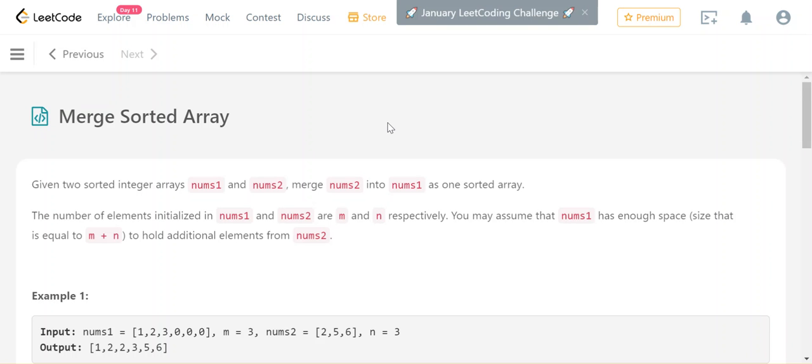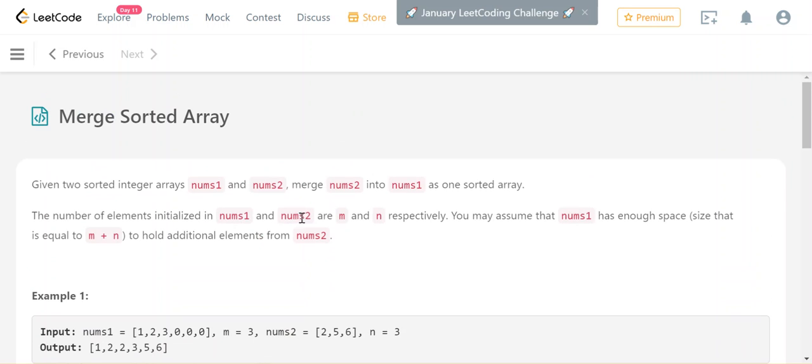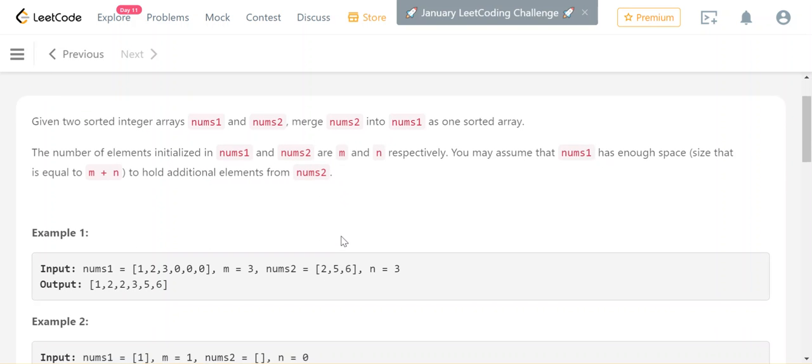Today we are looking at another LeetCode question which was asked in the second week of January 2021, and the question says merge sorted array. We are given two sorted arrays nums1 and nums2, and we have to merge nums2 into nums1 as one sorted array. The number of elements initialized in nums1 and nums2 are m and n. However, we can assume that nums1 has enough space, equal to m plus n, to hold the additional elements from nums2. Okay, so I have an array which is nums1.